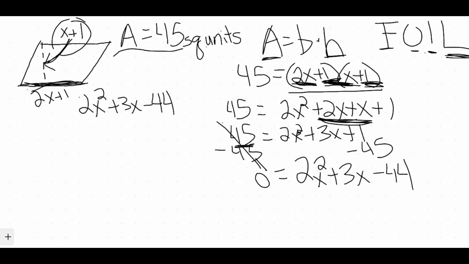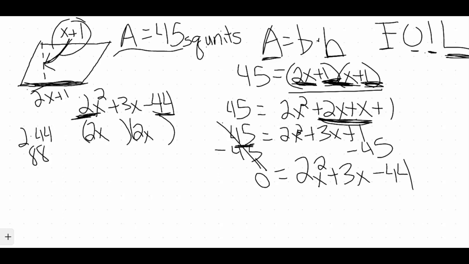But what no fuss tells us to do is, I'm going to go ahead and draw my parentheses because I notice there is no greatest common factor here. And no fuss tells us to drop down that first term twice. Because I have that 2x squared, I'm just going to write a 2x and a 2x there. Then what we do is we multiply first times last. So that's 2 times 44, which gives us an 88.